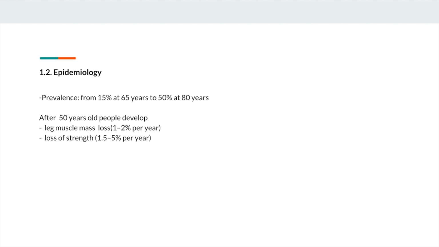Epidemiology. Prevalence of sarcopenia ranges from 15% at 65 years to 50% at 80 years. People over 50 lose leg muscle mass 1 to 2% per year and strength 1.5 to 5% per year, which increases the chance of developing sarcopenia.